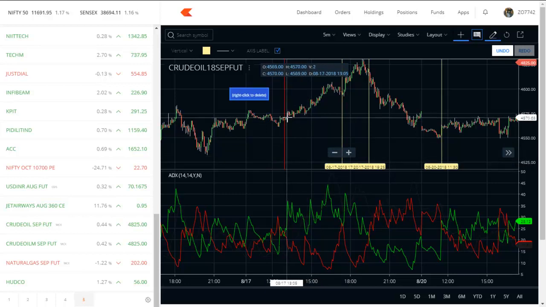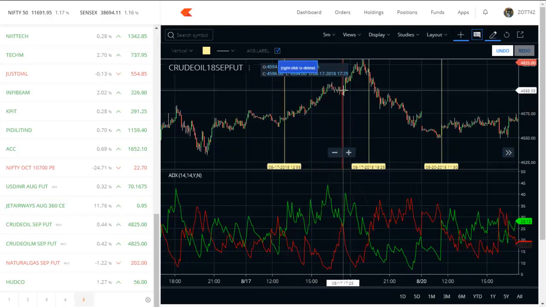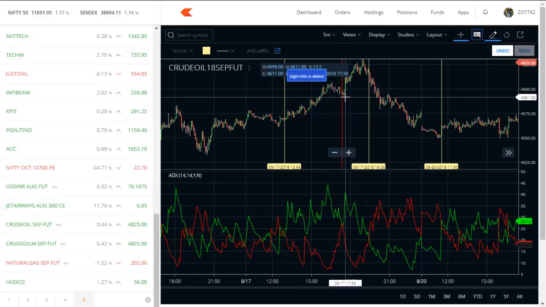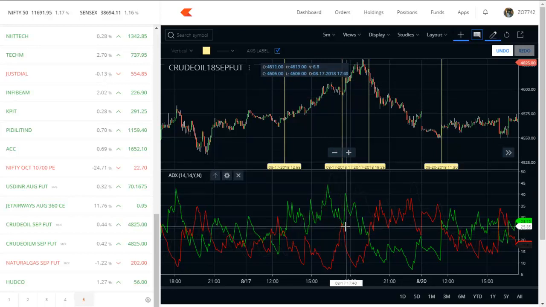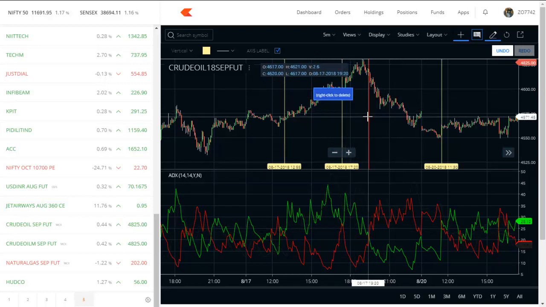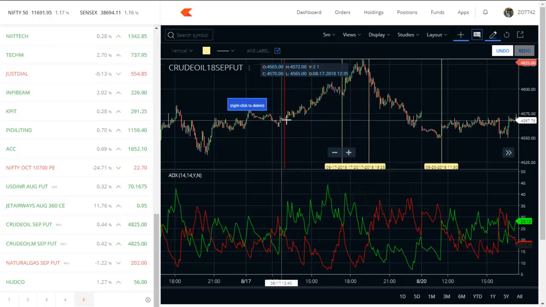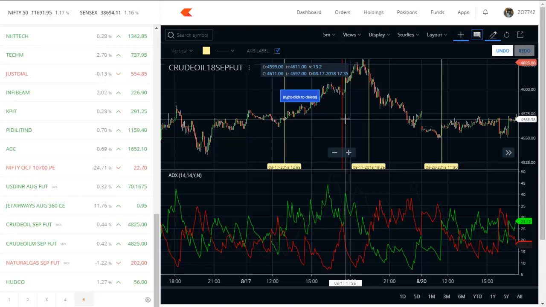So from here, if you see 4570 till here around 4600 something, although it did go higher, but this was the point when the crossover happened. Actually, this was a false signal, right? I'll tell you how to avoid false signals, but the actual crossover happened over here, and here the price was around 4618. So that's a huge movement, I'd say.